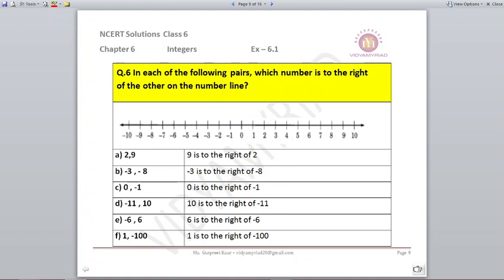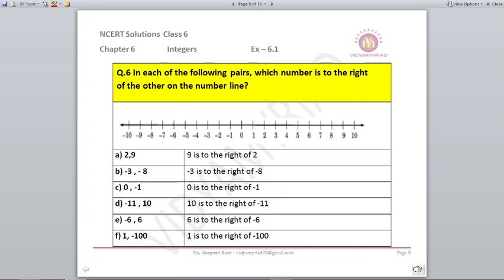Minus 3, minus 8. See the number line. So if you see 0, minus 1, minus 2, minus 3. First will come minus 3 and then later on will come minus 8. So what does it mean? That minus 3 is on the right of minus 8. 0, minus 1. So see 0 is on the right of minus 1. Minus 11 and 10. 10 will be on the right of minus 11.